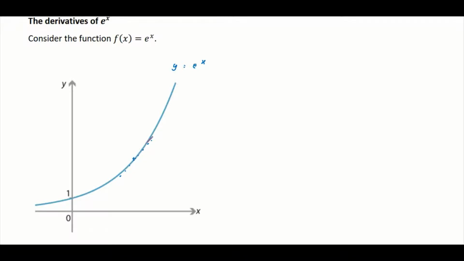So instead of finding the gradient for the tangent, I'll try to find the gradient for the other line. For example, from this one, I'll try to move it nearer and nearer. When the difference between these 2 points is getting nearer to 0, we assume that's the gradient that we want. We are going to use this approach to help us find the derivative for f(x) equals e to the power of x.